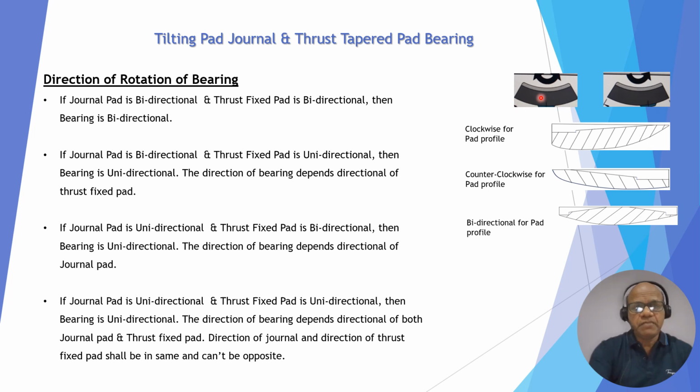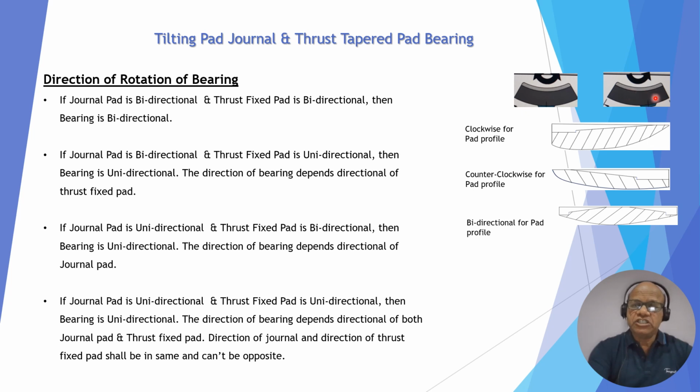If the journal bearing is bidirectional and the thrust pad bearing is unidirectional like this, if it is in the clockwise direction, then the bearing will be clockwise. In this combination, this is bidirectional and this is counterclockwise for the thrust pad, then the bearing will be in the counterclockwise direction.